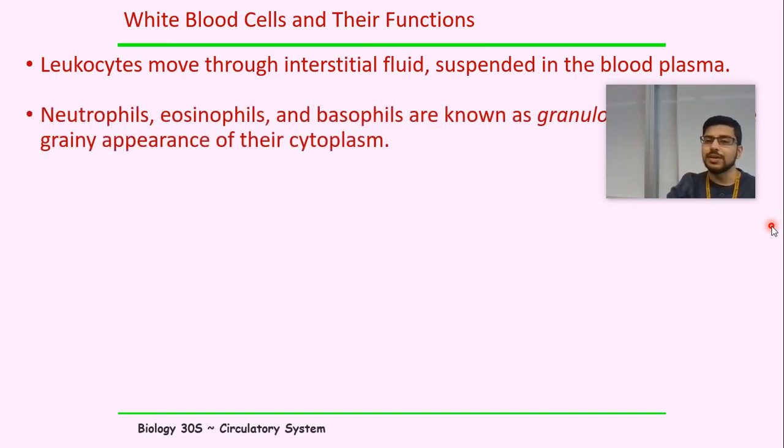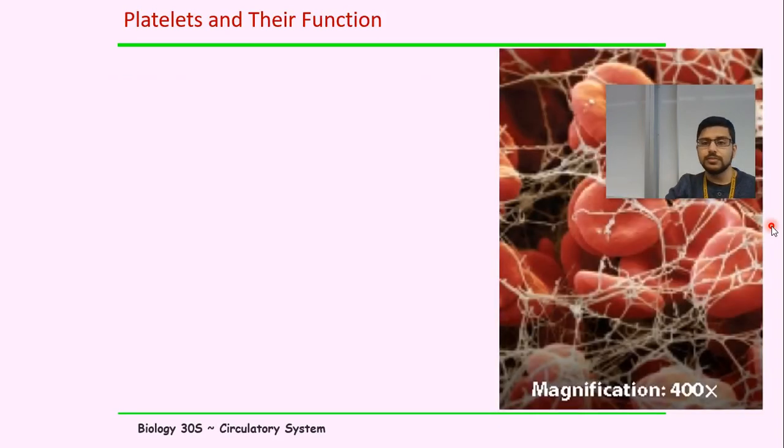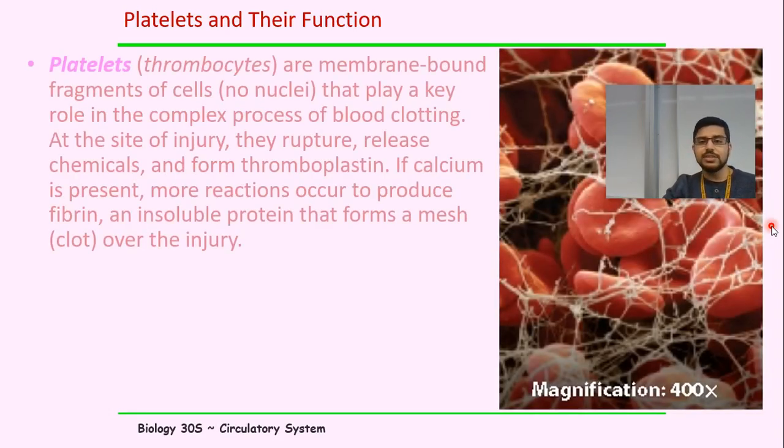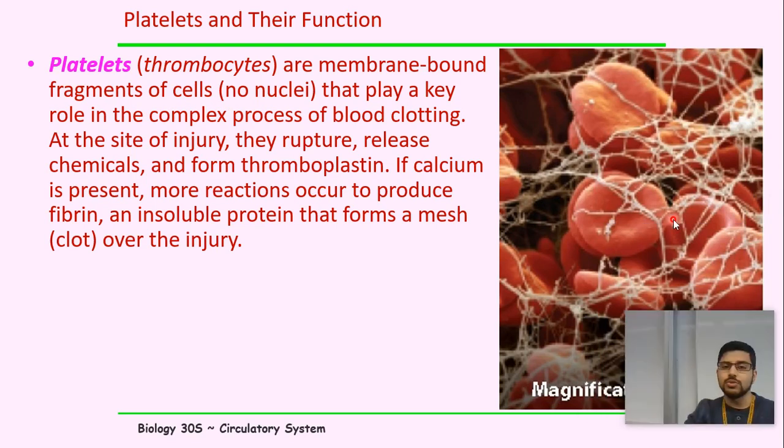They're often floating around in blood plasma. As mentioned, we've got the three granulocytes, which look grainy in the cytoplasm. We've also got the two agranulocytes, because it looks smooth. Lastly, we've got these guys called platelets. Platelets are often also referred to as thrombocytes. So we've got erythrocytes, we've got leukocytes, and now we've got thrombocytes as well.